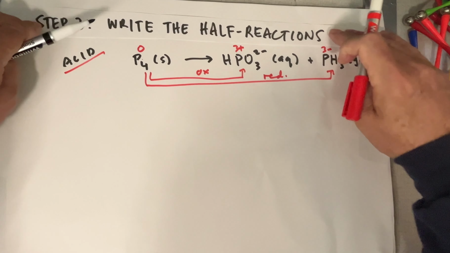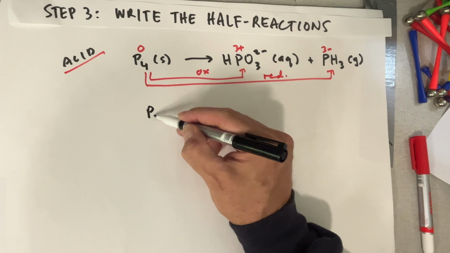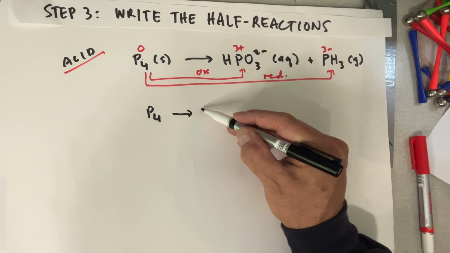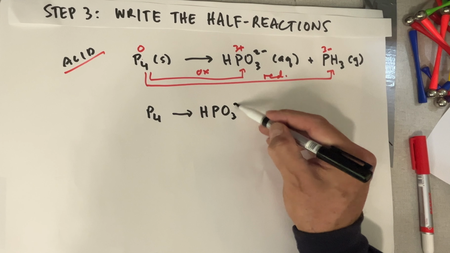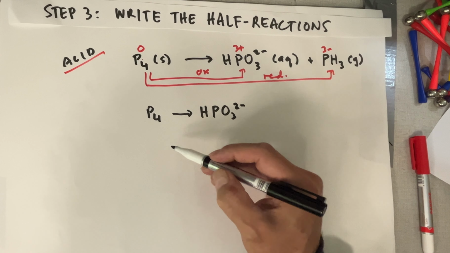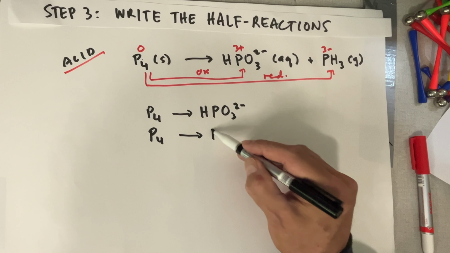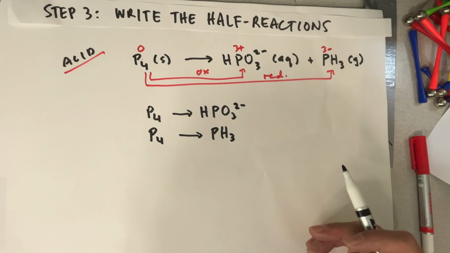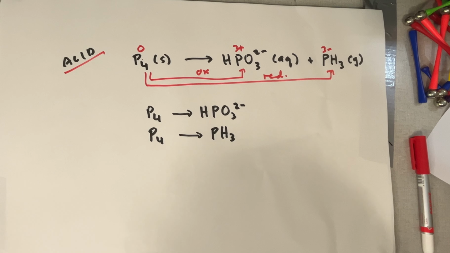The next step is to write the half reactions. So you simply have P4 gives HPO3 2 minus, and you have P4 gives PH3. And those are the two half reactions involved. I'm not including the phases in this case. Just so you know they are there.